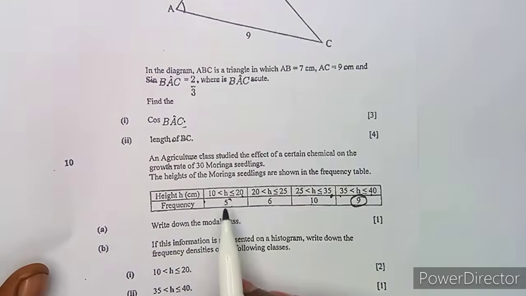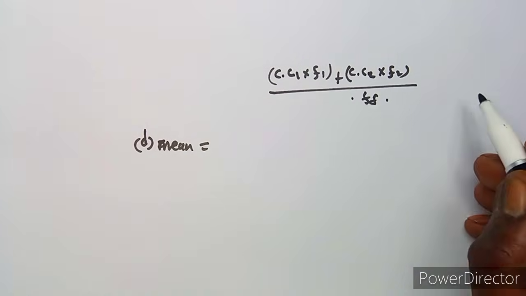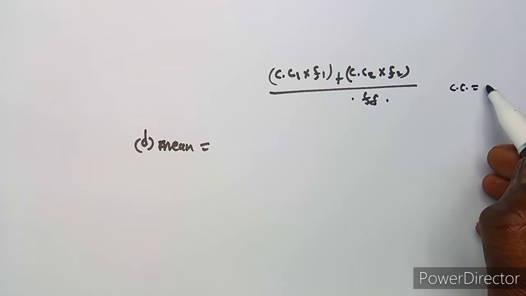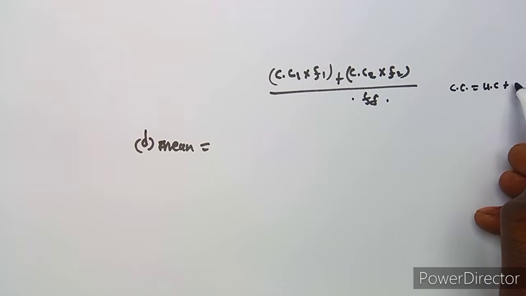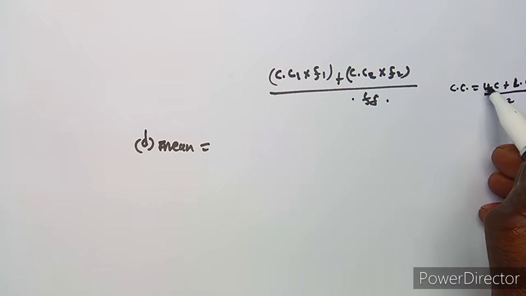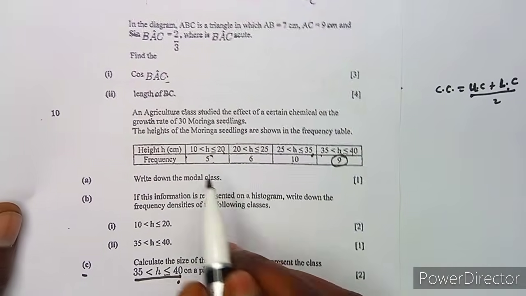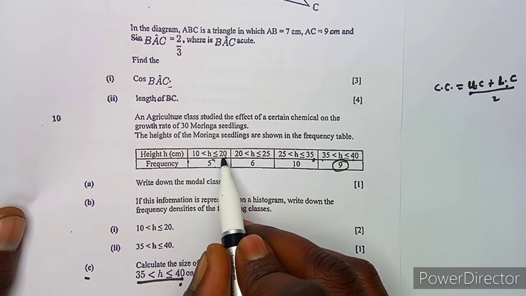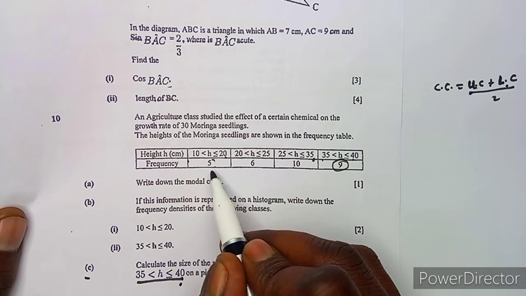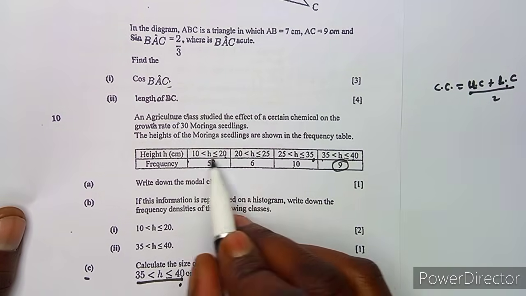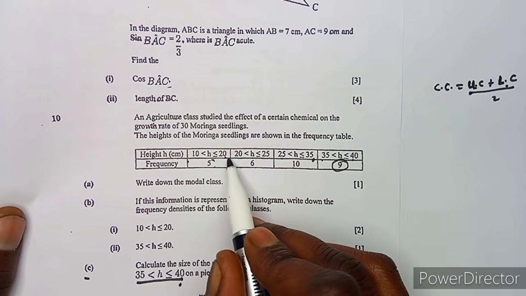So in this case, remember how you calculate the class center: you simply add the upper class plus the lower class, then you divide by 2. Upper class and lower class divided by 2, or lower class plus upper class divided by 2, it's one and the same thing. So what am I simply saying? You add 10 plus 20, which is 30, then you divide by 2, to get the value in between 10 and 20.